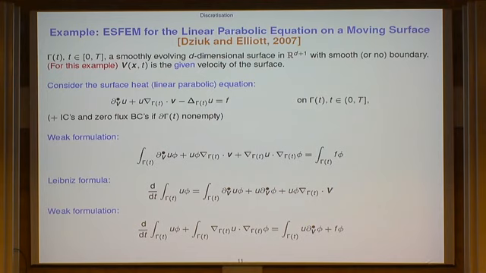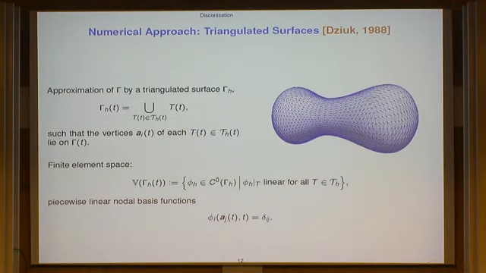So the idea for the numerical method here dates back to the work of Dziuk in the late 80s and the early 90s. And the idea is that you take your continuous surface and you approximate it with a triangulated surface. So now my triangulated surface Gamma h is the union of triangles such that the vertices of each triangle lie on the continuous surface at all times. So the triangulated surface interpolates the continuous surface at the vertices.